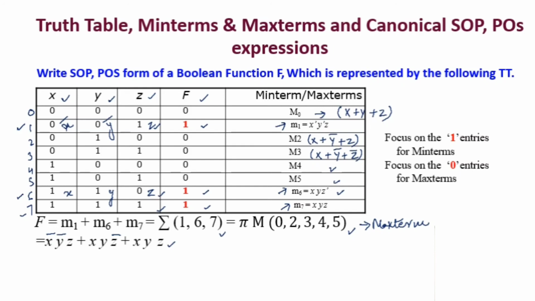In this way a truth table can be converted into minterms and maxterms, and similarly minterms and maxterms can be converted into a truth table. From the truth table, minterms and maxterms, we can deduce the canonical SOP and canonical POS expressions.